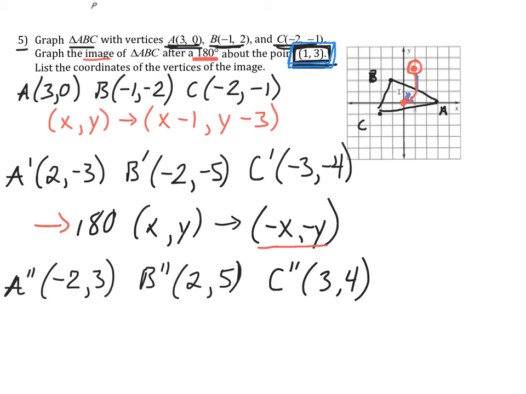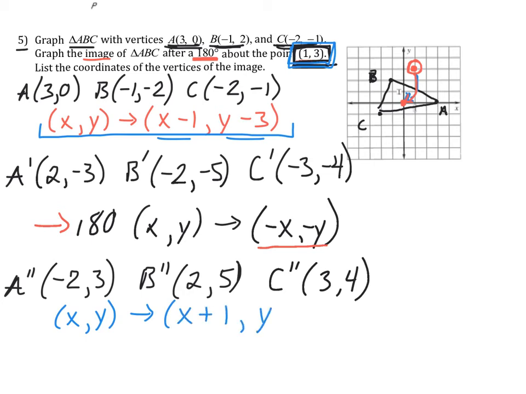So now what I have to do is I have to undo what I did initially. So initially, I moved it 1 unit to the left and 3 units down. Now I want to translate it in the opposite direction back where it came from. So I'm going to go 1 unit to the right, and I'm going to go 3 units up. This will give me my final coordinates. So they're going to be triple prime now, but this is the end of the road.